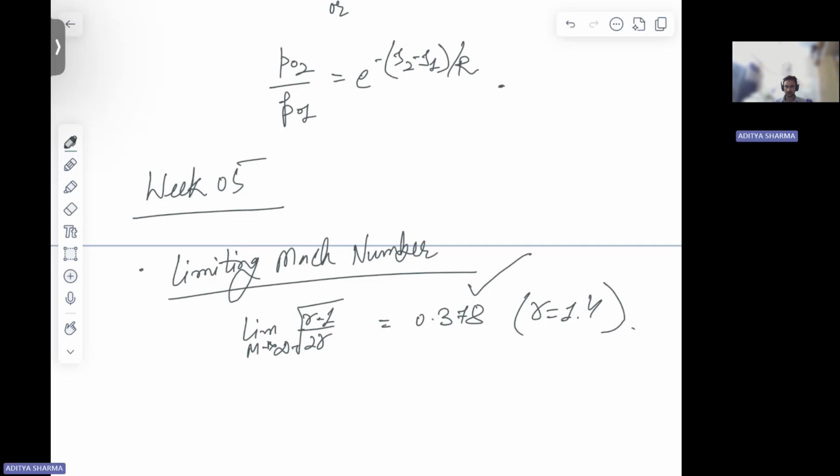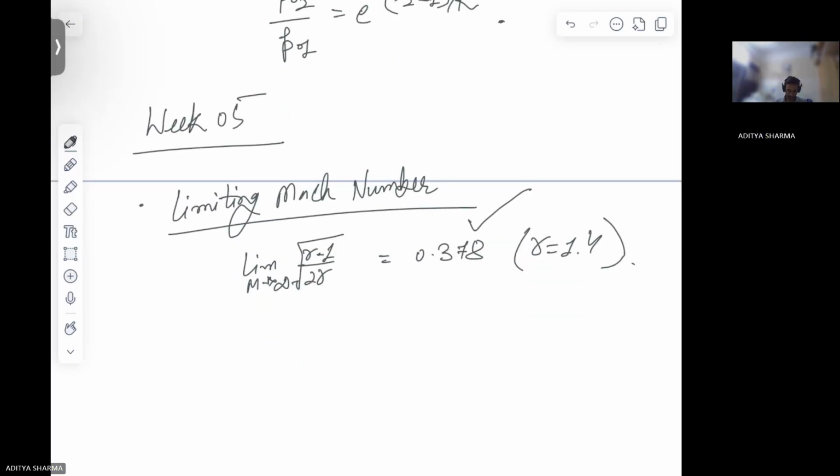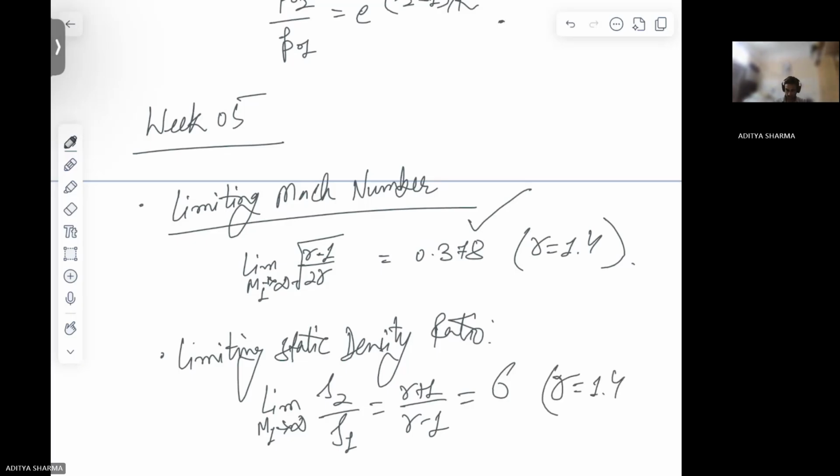In the same way, there are limiting static properties. So the limiting static density ratio is there, which is this, where this is M1. So this is there.